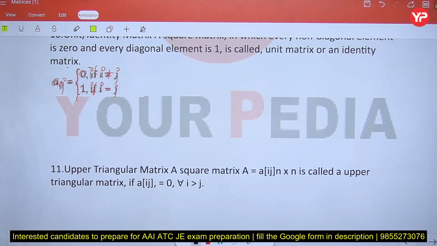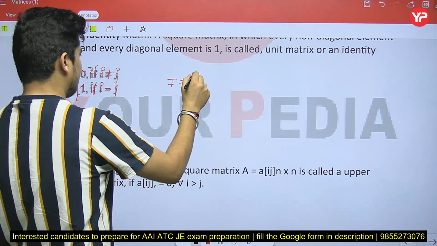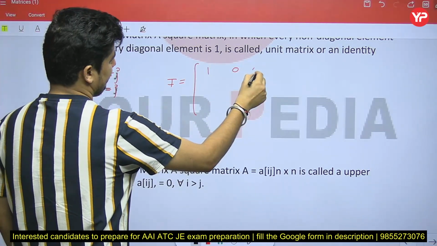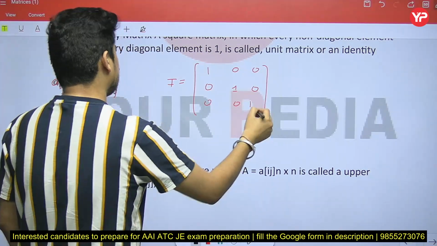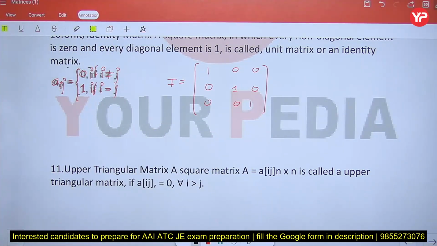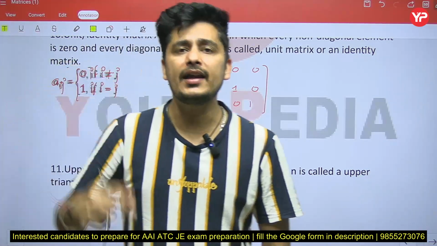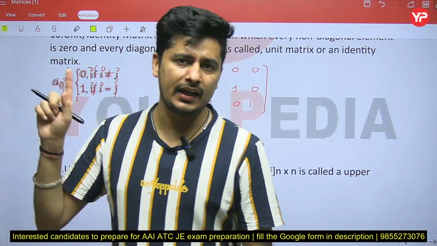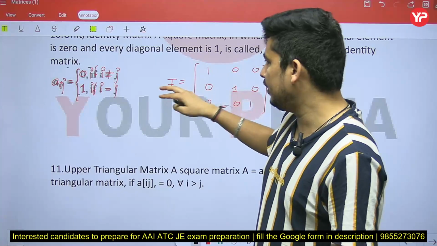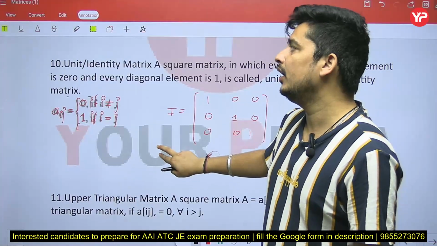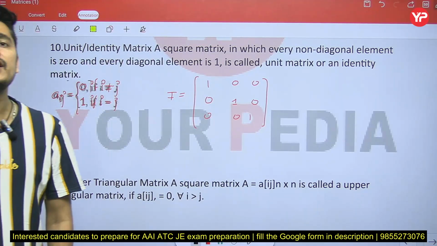So basically, if we talk about the identity matrix, generally represented by I, its diagonal elements are equal to 1. So we can say this identity matrix is a scalar matrix. This identity matrix is a diagonal matrix, but every diagonal matrix cannot be identity, and every scalar matrix cannot be identity, but every identity matrix is a scalar matrix as well as a diagonal matrix.